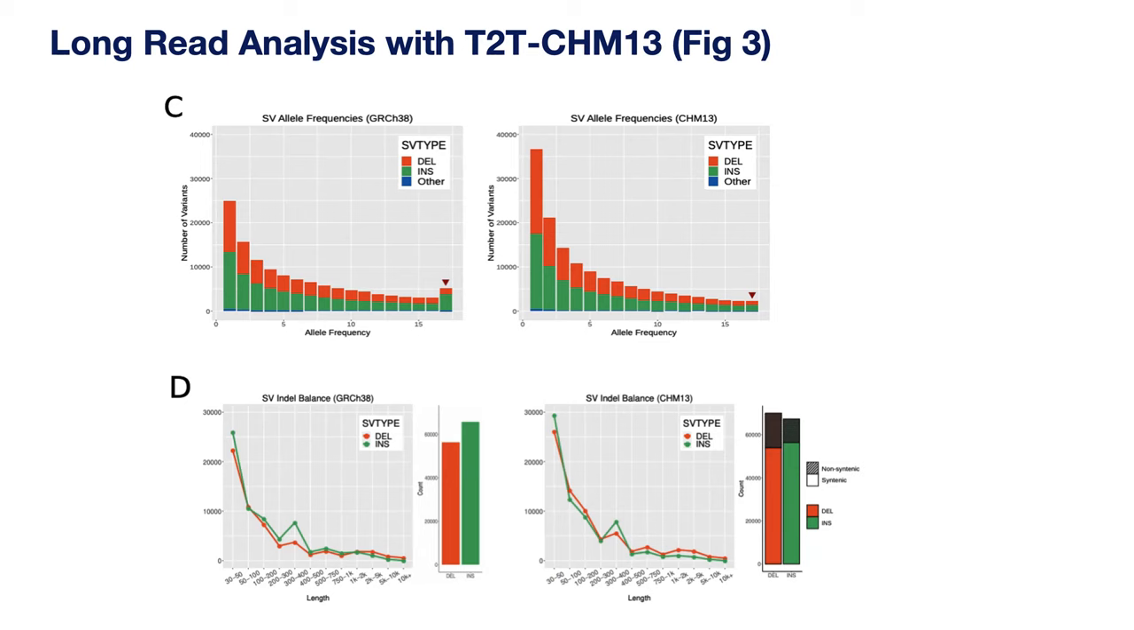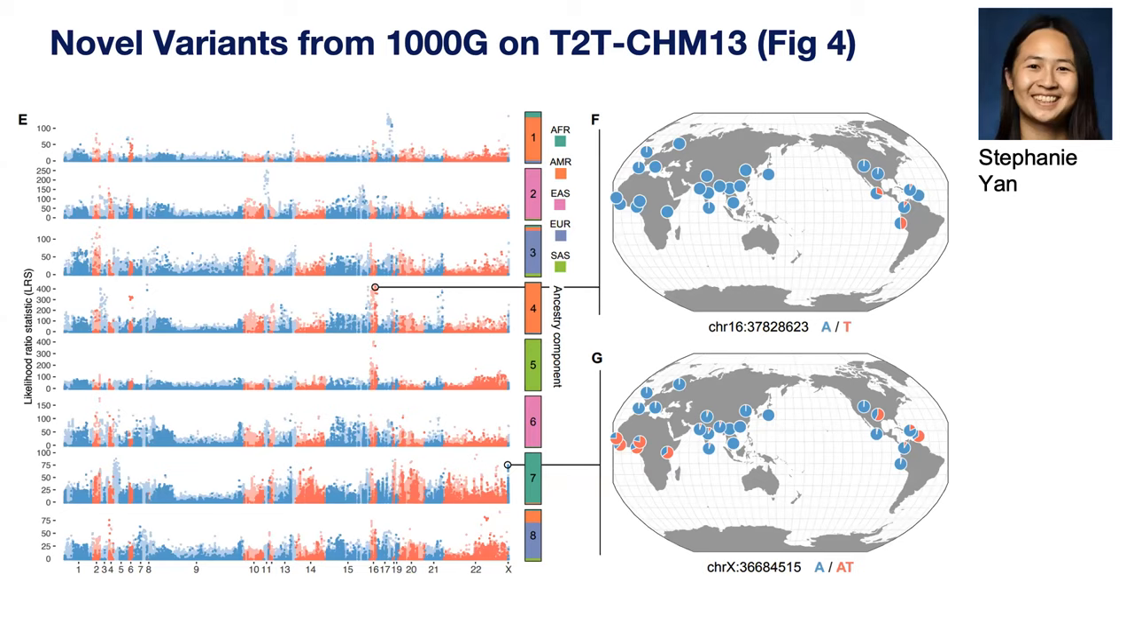So we have this new assembly. We think it improves variant calling quite broadly. Another amazing thing that it does is, because we've assembled 200 megabases of extra sequence, we can actually investigate what those sequences are doing from a population genetic standpoint.